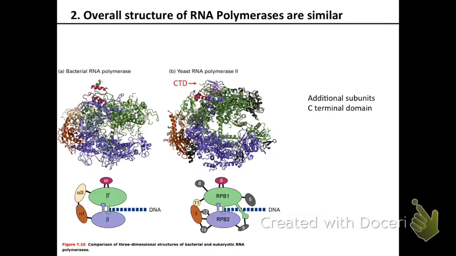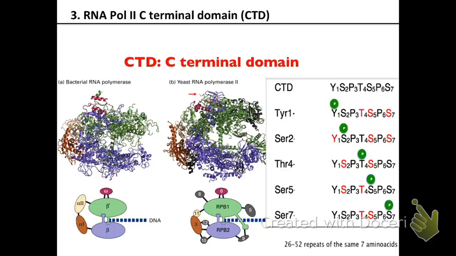And the C-terminal domain consists of 26 to 52 repeats of the same amino acids. So you have the same 7 amino acids repeated many, many times, and that is the C-terminal domain that sticks out of the large subunit of RNA polymerase. So here's the sequence of that repeat. These are the 7 amino acids, and you can see that it contains 3 serines, a threonine, a tyrosine, etc.